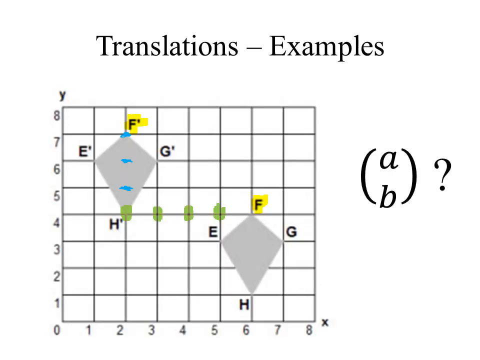Let's look at another example here. We've got our object in the bottom right of the grid and our image in the top left of the grid. Okay? Again, let's pick a point. Let's pick F. All right? I will highlight that in yellow.